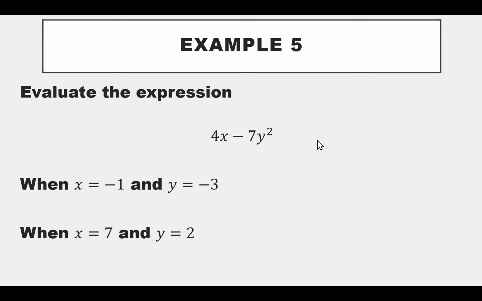Now, in the first two problems, we only had one variable, and the variable there was x. But we can also have expressions with multiple variables. Here we have 4x minus 7 times y squared. And we can evaluate that expression when we know the value for x and when we know the value for y. So in this example, it says evaluate that expression when x is negative 1 and when y is -3. And then also evaluate that expression when x is 7 and when y is 2.